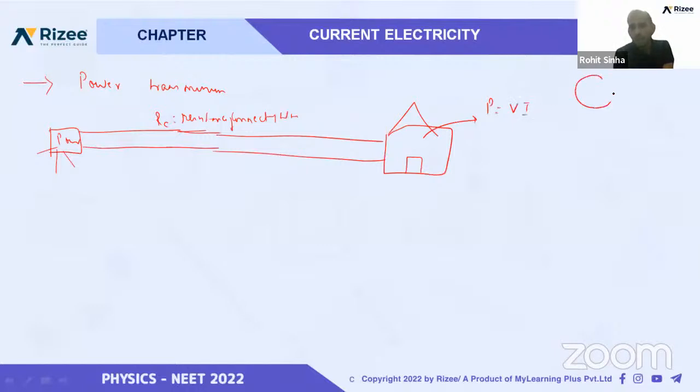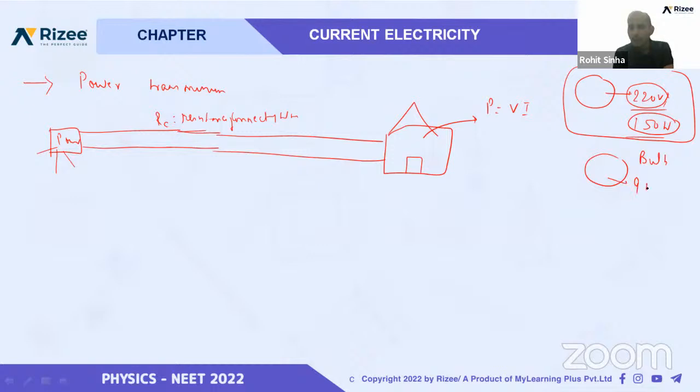Suppose we purchase a fridge. It is written on it, 220 volt and, suppose, 150 watt. What does it mean? It means that if you supply this much voltage, it will consume this much power. This is the rating of a device. You can see this type of rating on a bulb also, some LED bulb, written as 9 watt and 220 volt. These are the ratings of the bulb.